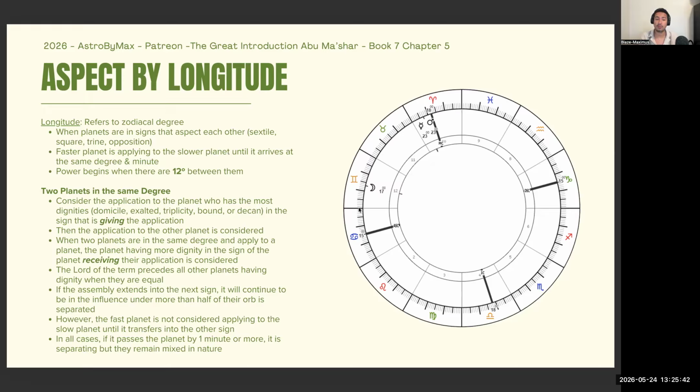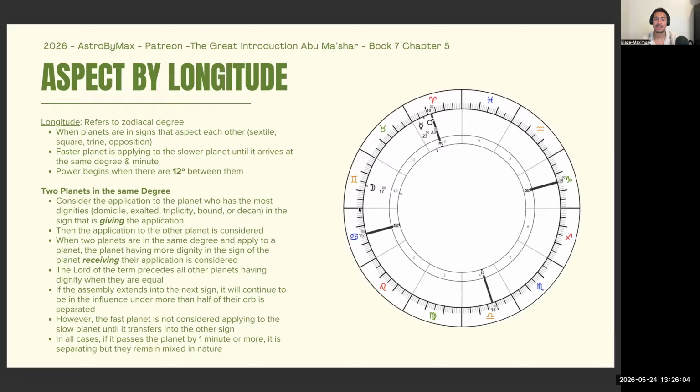And then the Lord of the Term will precede all other planets having dignity if they are equal. So we're told here that the Lord of the Term is a tiebreaker, basically. If there's equal dignity between the planets and their rulership, and you don't know which planet has the most dominance in this connection or is the most important one, you would then look at the Lord of the Term to see who is the arbitrator between them.